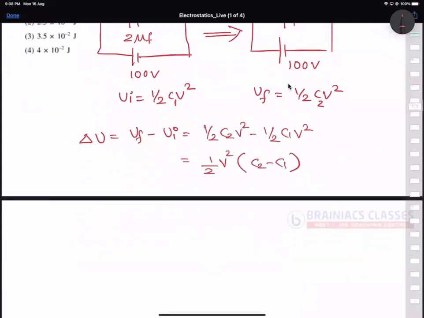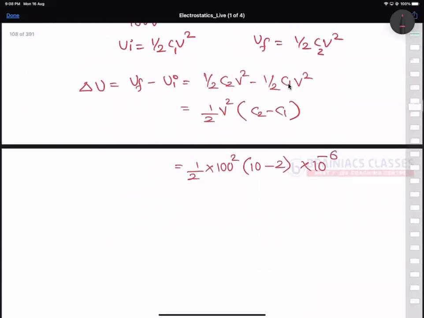Now we'll continue and substitute the values. 1 by 2 V square means 100 square, times C2 minus C1. C2 is 10 microfarad, C1 is 2 microfarad. Convert into farad, so 10 power minus 6 will come.